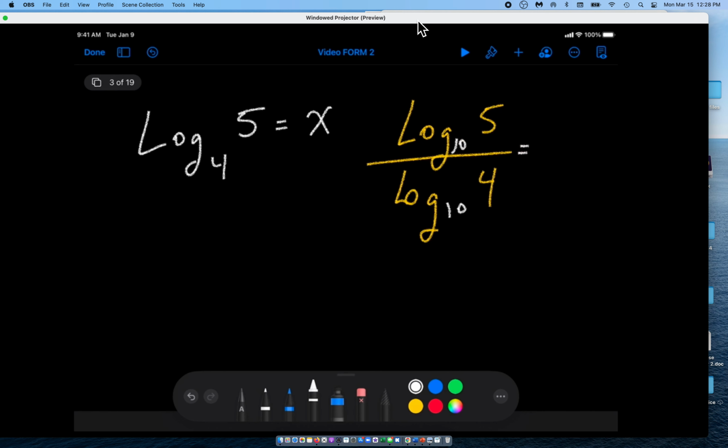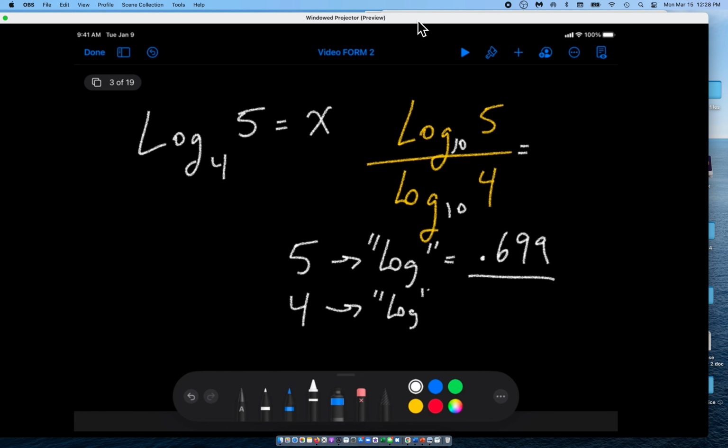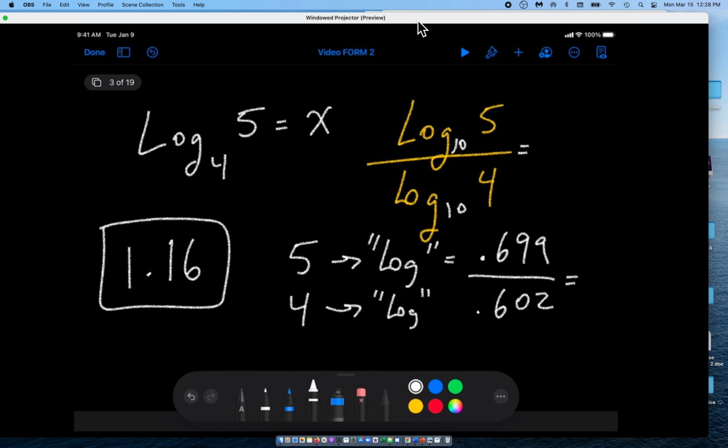So what you do, folks, is you just press 5, then the log button, and if you were to do that, you would get 0.699. You do the same thing with the denominator, 4 log button, and you would get 0.602. And when you divide them using the calculator, you would get a final answer of 1.16.